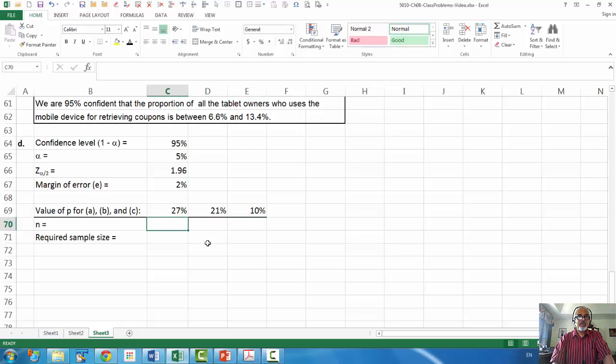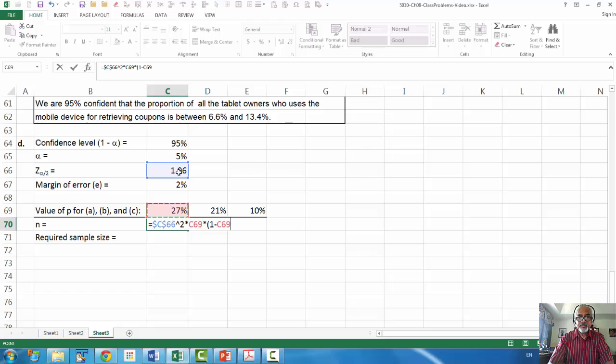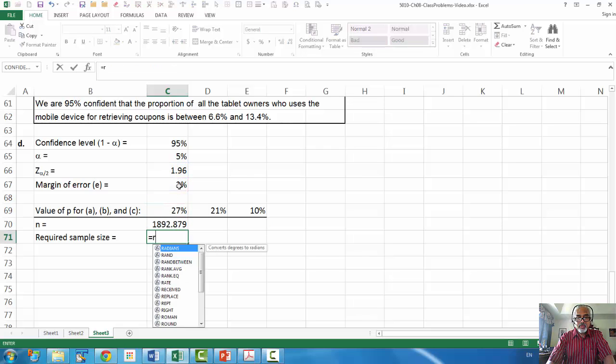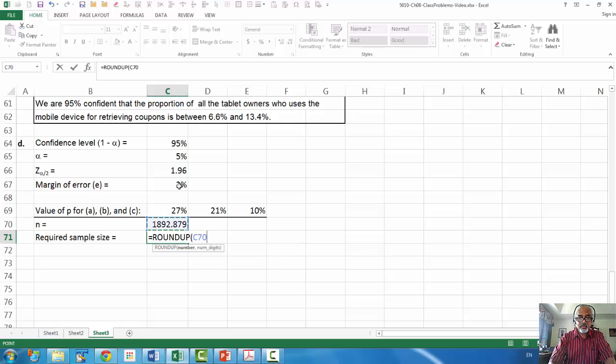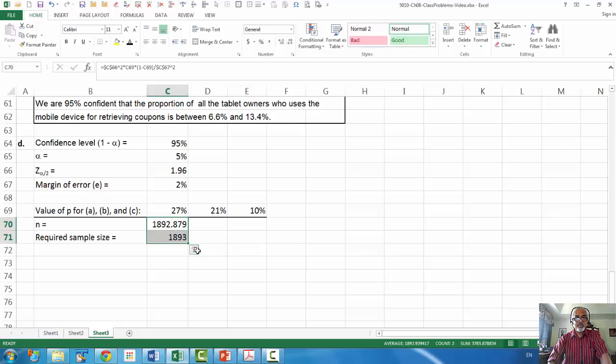So then what is the value of n? We take z, with an absolute reference, squared, times p. We don't need to absolute reference that. Then 1 minus p, that is pi times 1 minus pi, but we are using the estimates, divided by e squared. E squared should be absolute referenced. Then we round up to 0 decimal places. We copy across. These are the sample sizes we want, and the largest one is what we have to use.